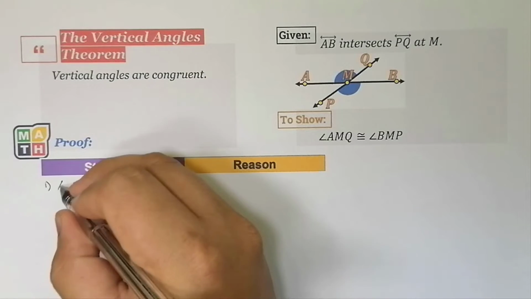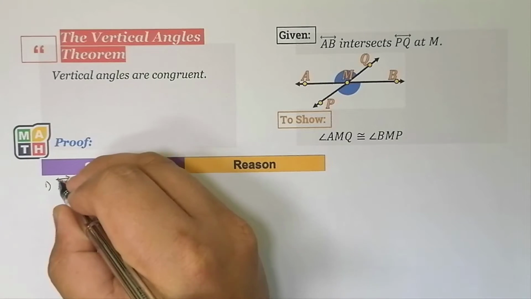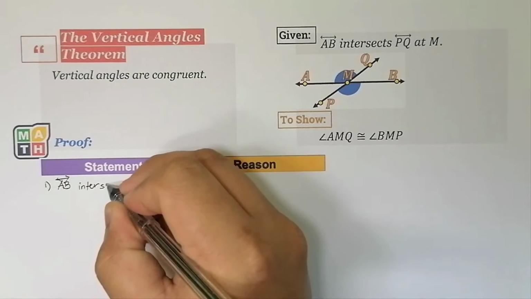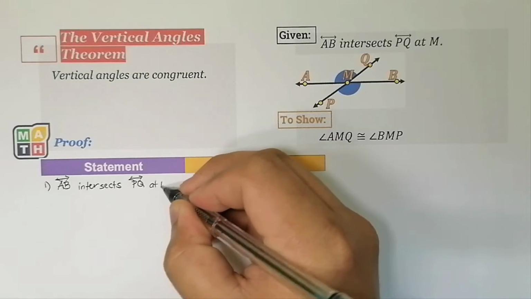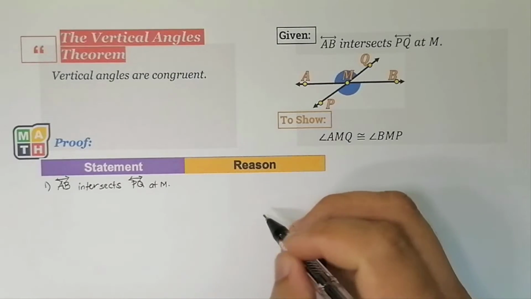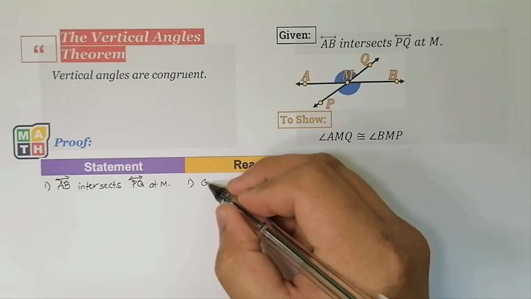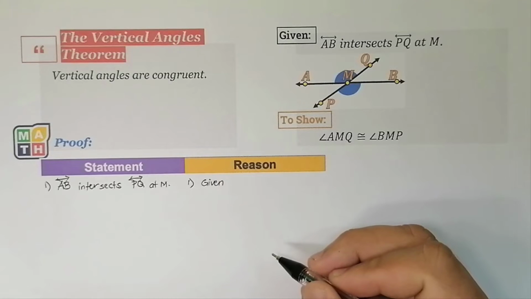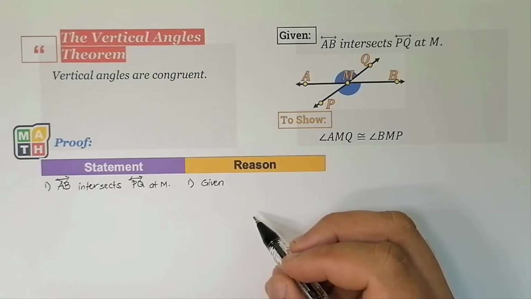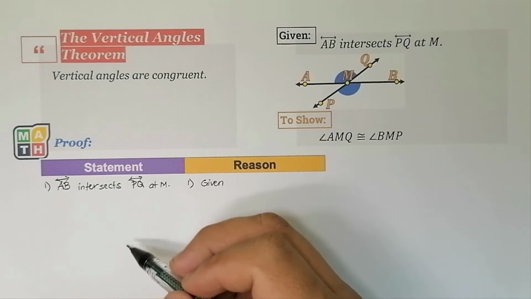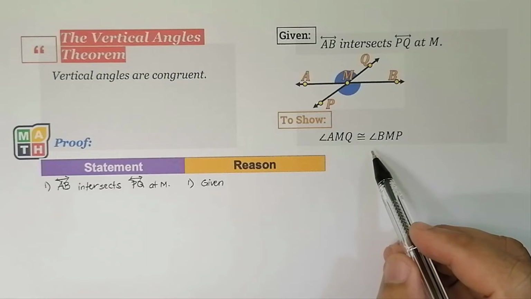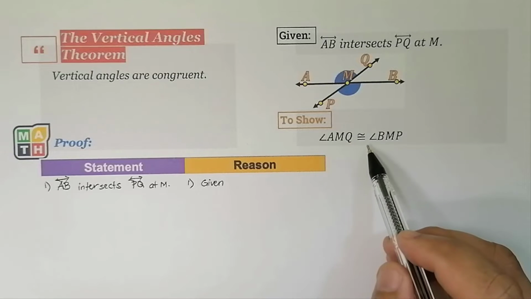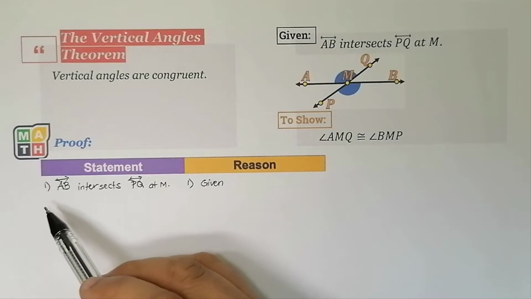Number 1, line AB intersects line PQ at point M. The corresponding reason is that this is the given situation. Out from this first statement, we need to come up with statements and corresponding reasons that will yield the intended outcome. And since we are dealing with congruent angles, we need to show that the second statement will involve angles.